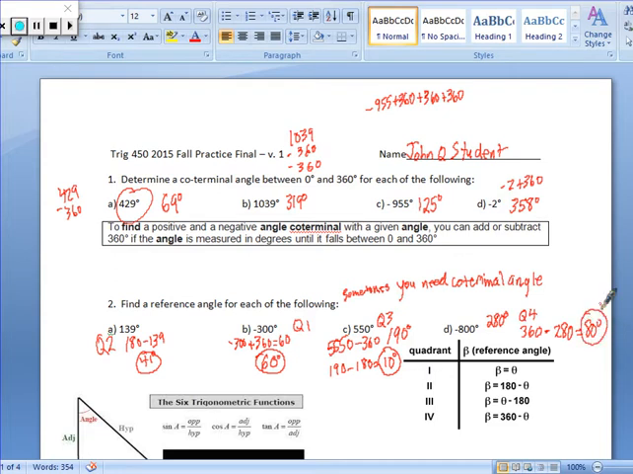So like I said, give yourself a minute, pause the video if you need to write this stuff down. I'm going to clear it now so I can scroll down.